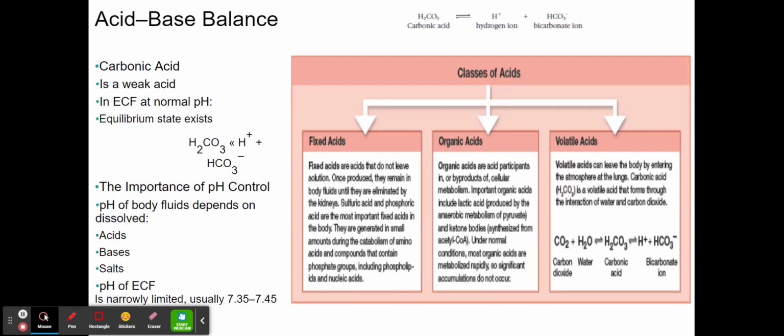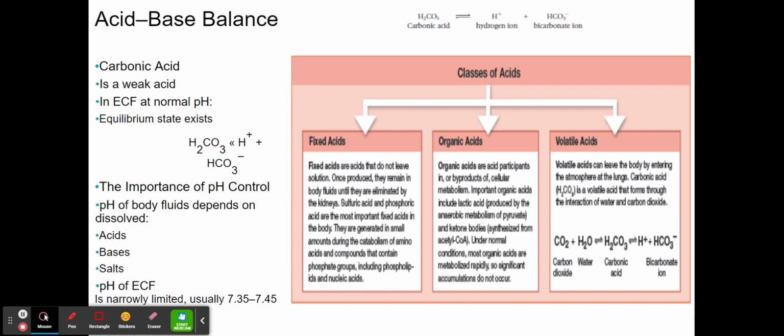Carbonic acid is a weak acid. At the normal pH of the ECF, an equilibrium exists and the reaction can be diagrammed as follows. Carbonic acid dissociates into hydrogen ions and bicarbonate ions. The pH of body fluids reflects interactions among all the acids, bases, and salts in solution in the body. The pH of the ECF normally remains within narrow limits, usually 7.35 to 7.45.